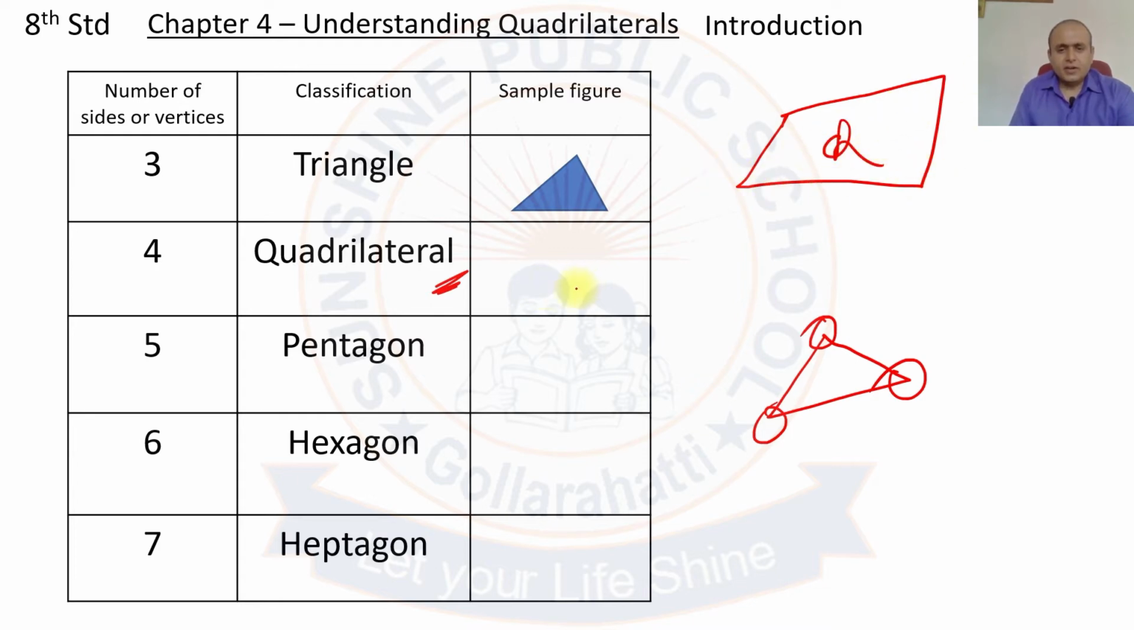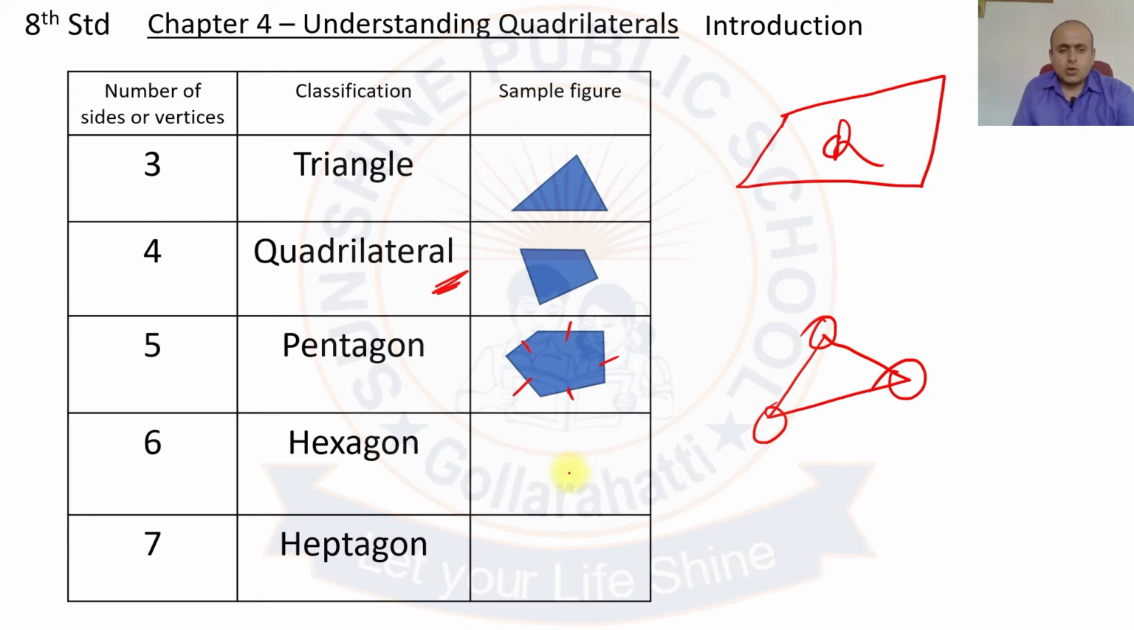So here I draw a figure. The number of sides or vertices is 5. We will call it a pentagon. ಅಂದ್ರೆ 5 sides ಇಂದ ಕ್ಲೋಸ್ ಆಗಿದೆ ಒಂದು ಫಿಗರ್, we will call it a pentagon. So here the figure is closed with 5 sides, 1, 2, 3, 4 and 5. Therefore we will call it a pentagon.